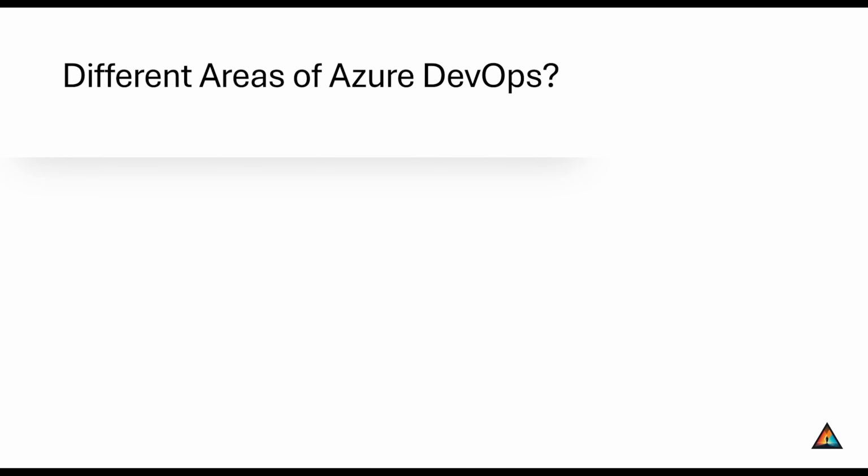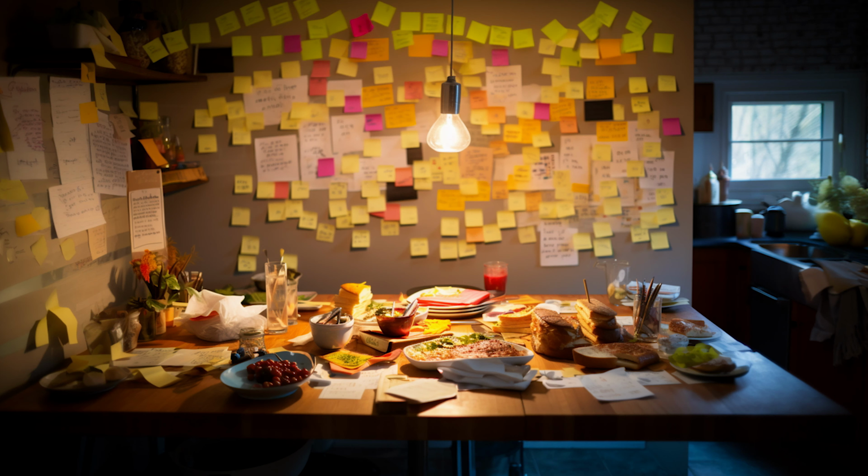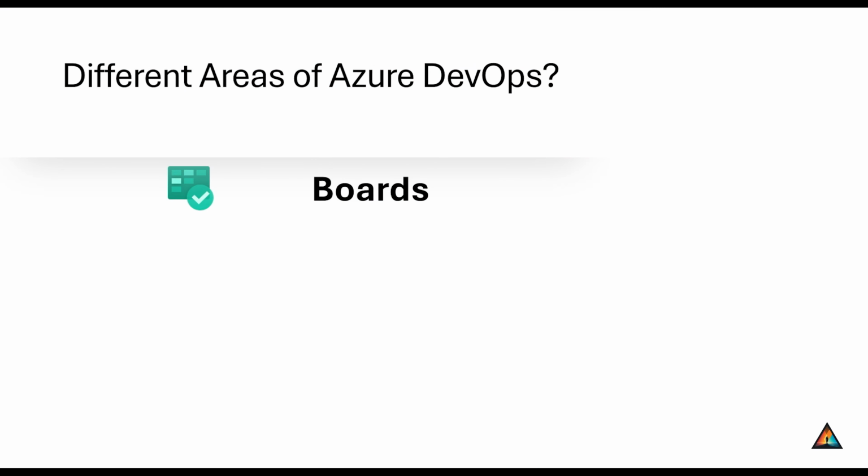Now let's look into the different areas of Azure DevOps. There's 5 in total that we'll look at today. The first of those is Boards. Think of Azure Boards like a digital bulletin board where you can pin all of your tasks, just like sticky notes. Imagine planning a big family dinner. You'd use the board to assign who's making what dish, track progress, and make sure everything's ready on time. Especially when you bring your family together, you want everything to turn out well.